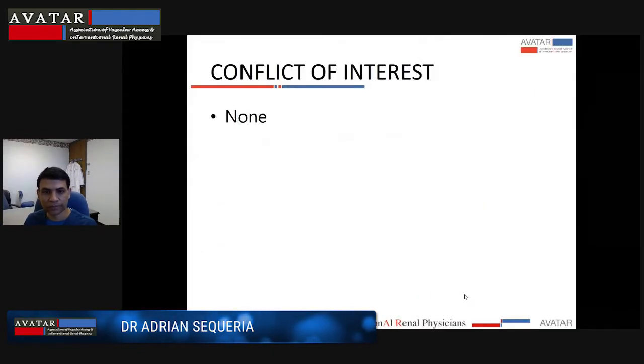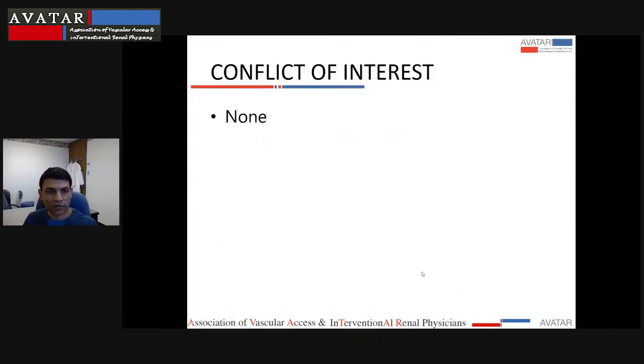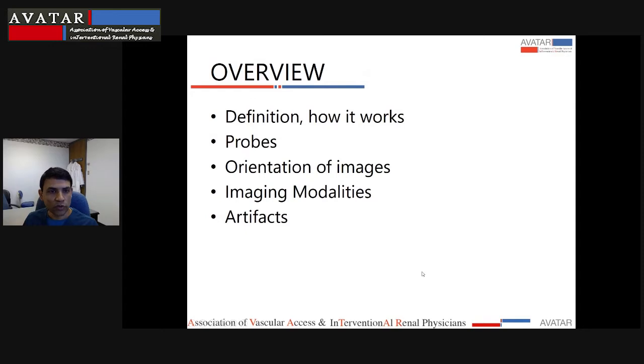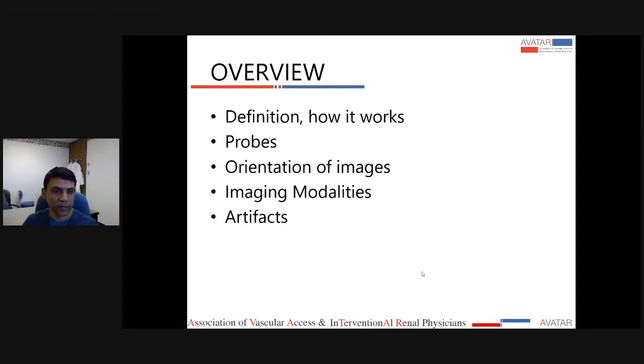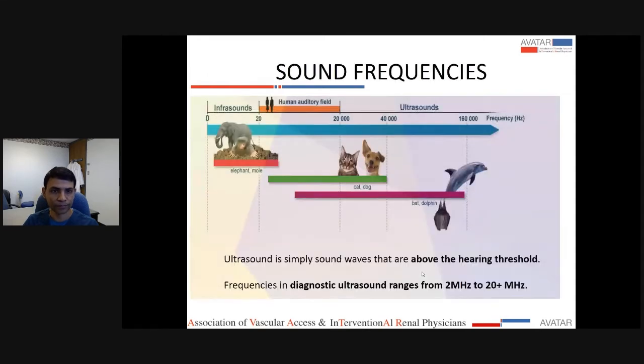My topic for today is the basics of ultrasonography. I have no conflicts of interest. This is the overview of the topic that I'm trying to cover over the next 20 minutes. We're going to talk about definition, how does ultrasound work? We're going to talk about the probes, orientation of image modalities, and if you have time, artifacts as well.